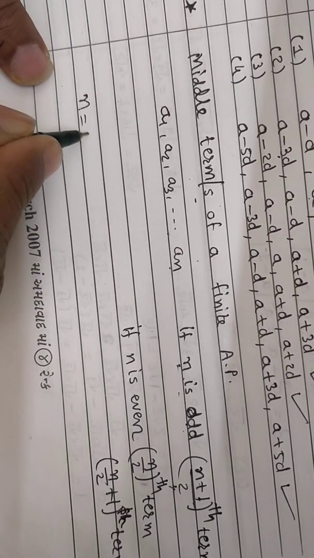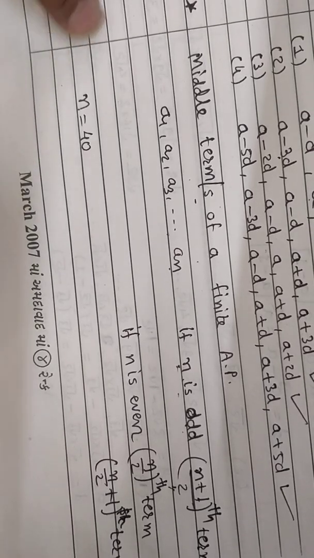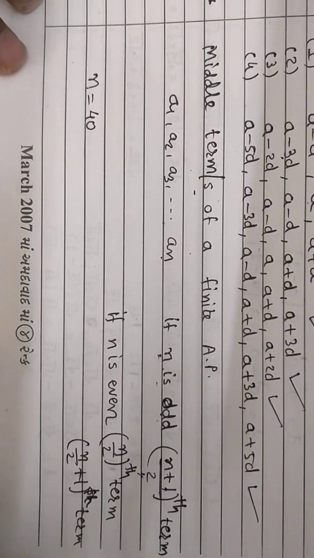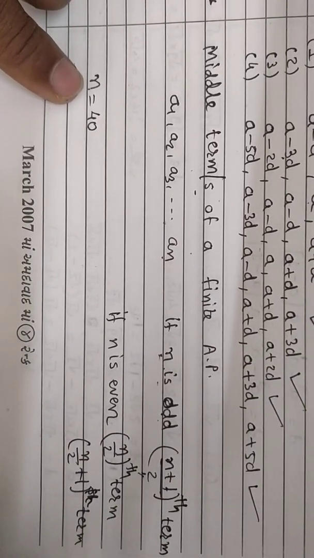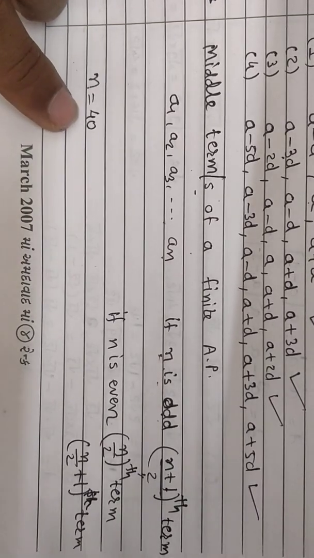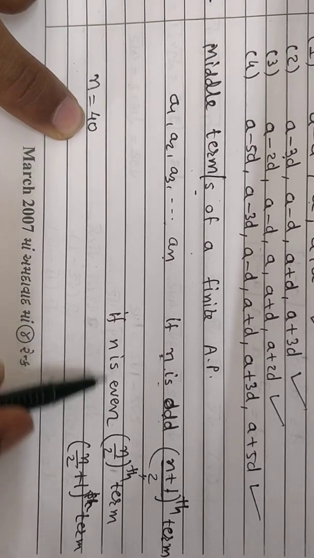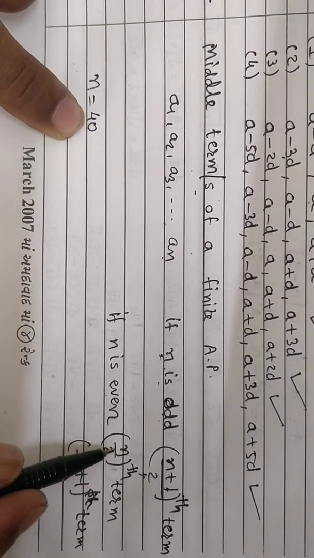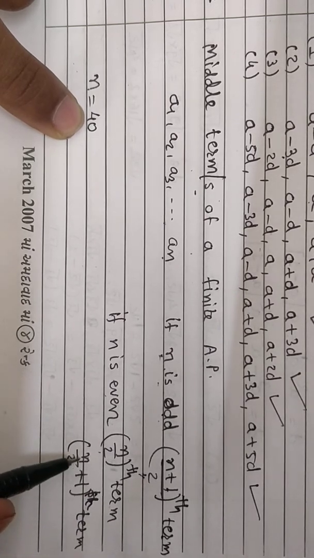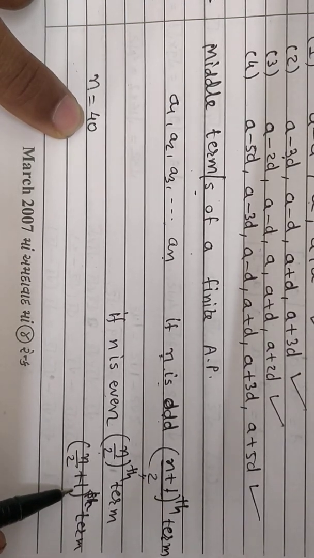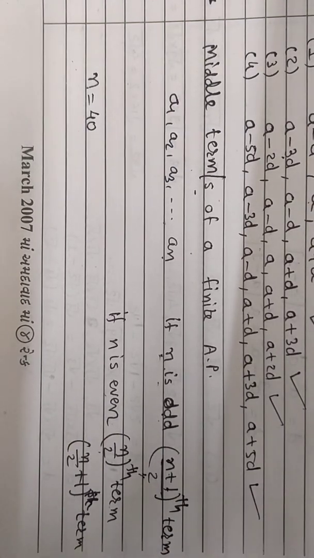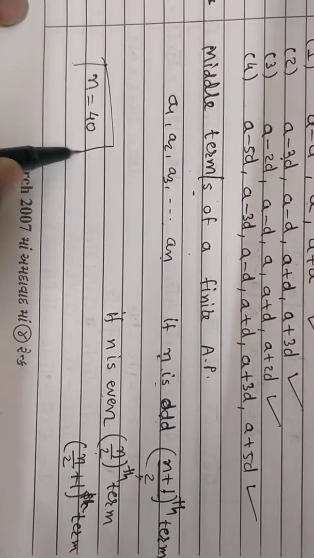Suppose there are 40 terms given in an AP. What will be the middle terms of this AP? Here n is 40, which is even. So 40 upon 2 is 20, so the 20th term, and 40 upon 2 plus 1 is 21, the 21st term. So the 20th term and the 21st term are the middle terms of 40 terms.